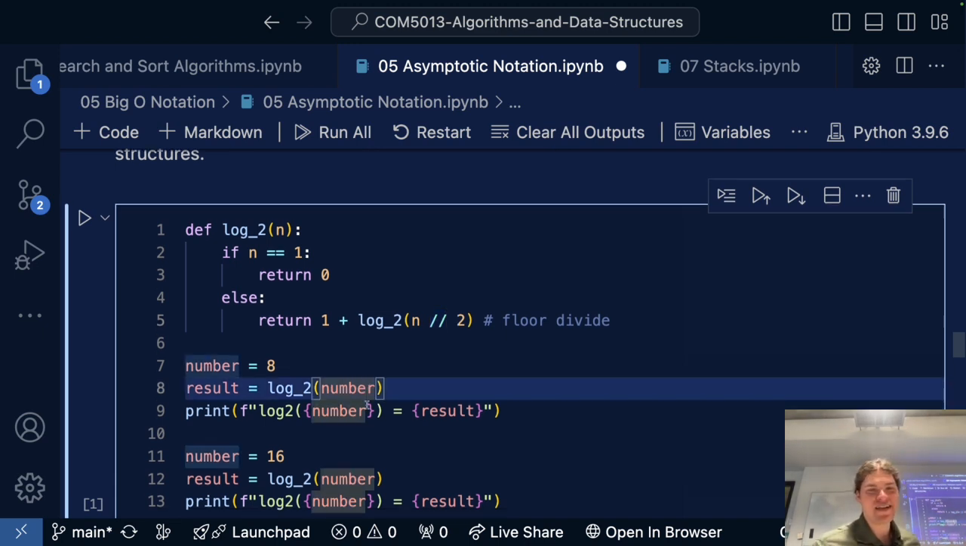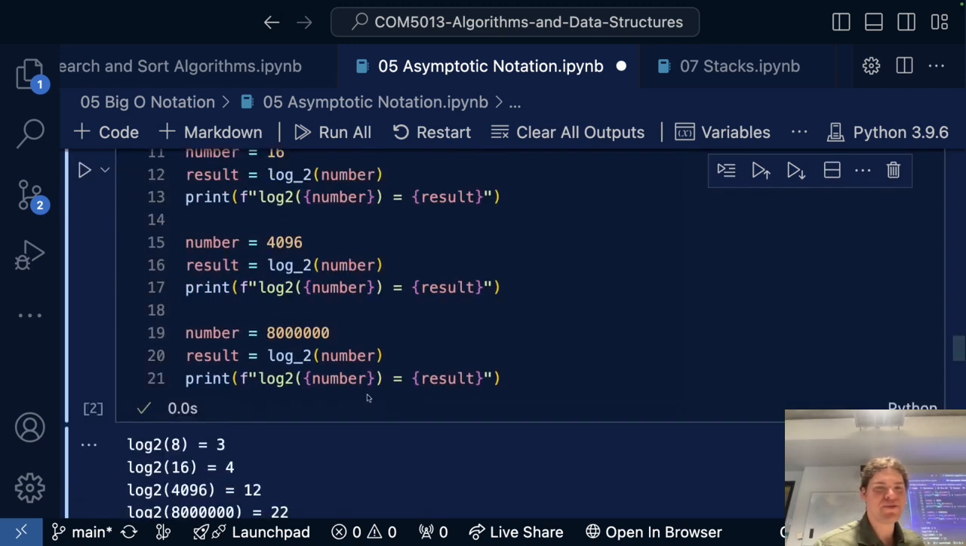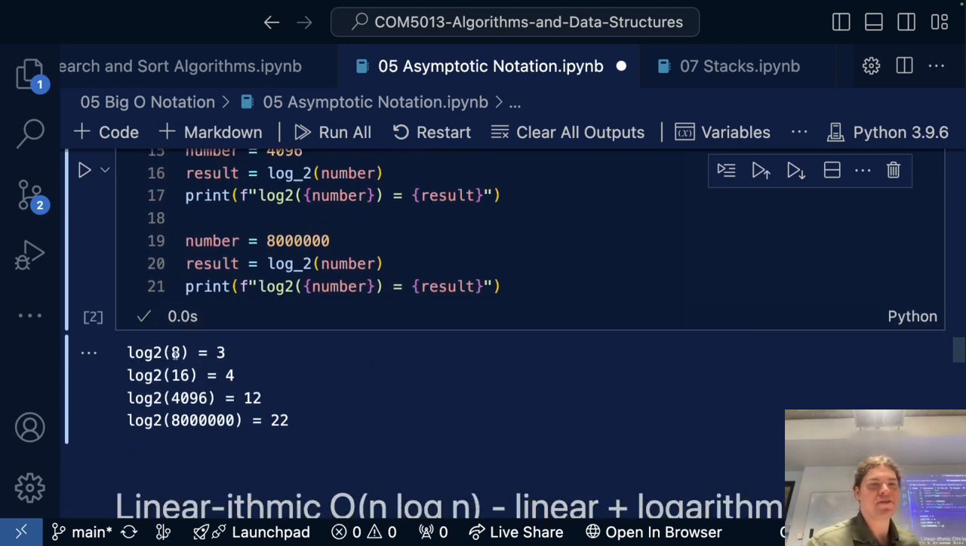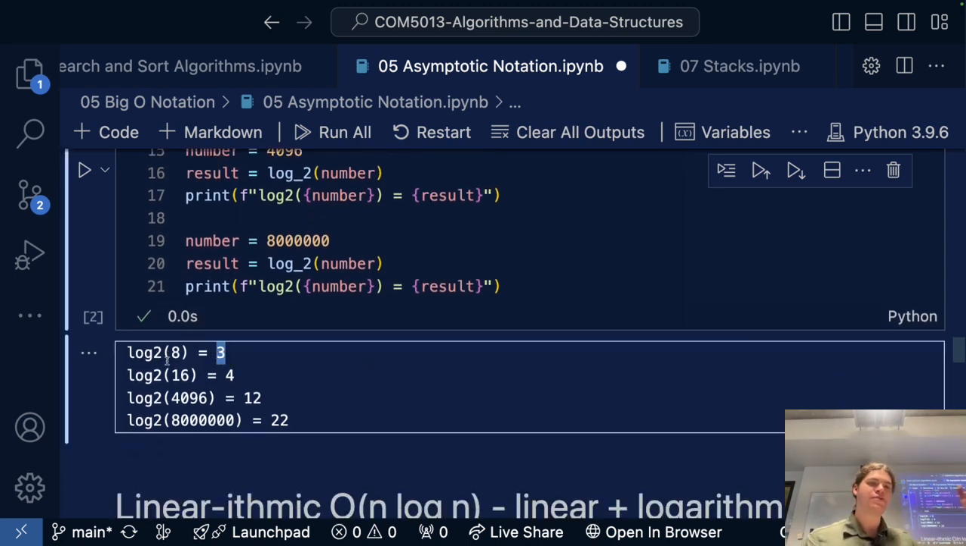All right, so here are some examples to prove the point. There we go. Log base 2 of 8 gives you 3, and that's 2 to the power of 3, 2 times 2 times 2. Log base 2 of 16 is 4, 2 times 2 times 2 times 2. Okay, we've seen 12. Oh, here we go.